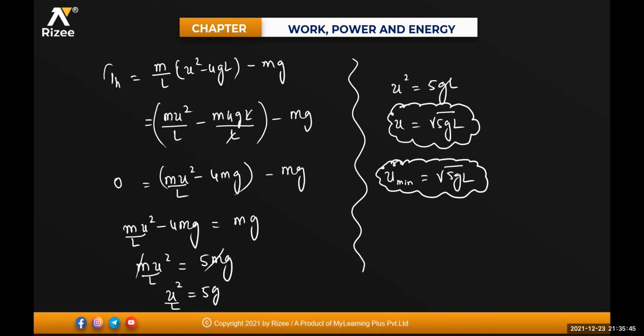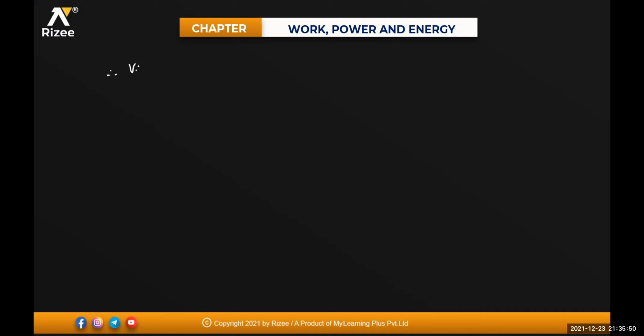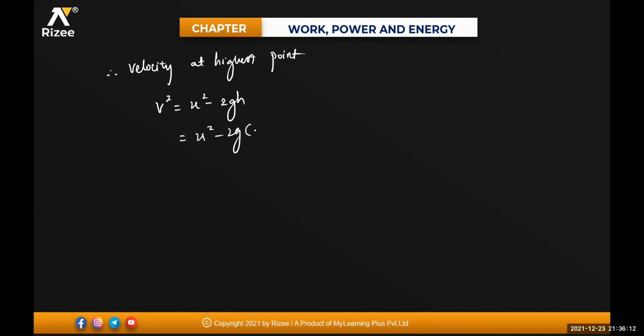What will be the velocity at the highest position, beta? Therefore, velocity at the highest position, or at the highest point, how much will it be? V square is equal to u square minus 2g into h, and 2g into h is nothing but 2g into 2L. So it is equal to u square minus 4g into L. U we got right now as under root of 5g into L.